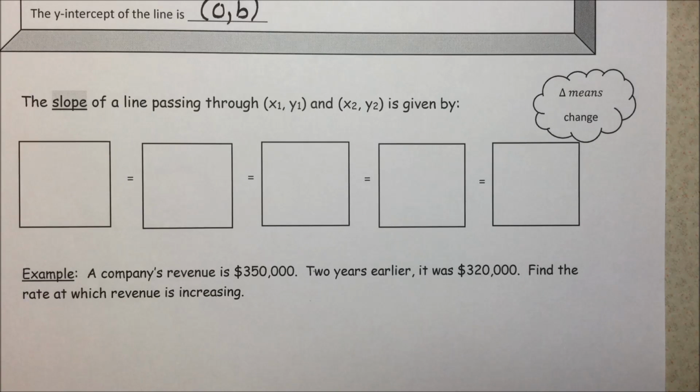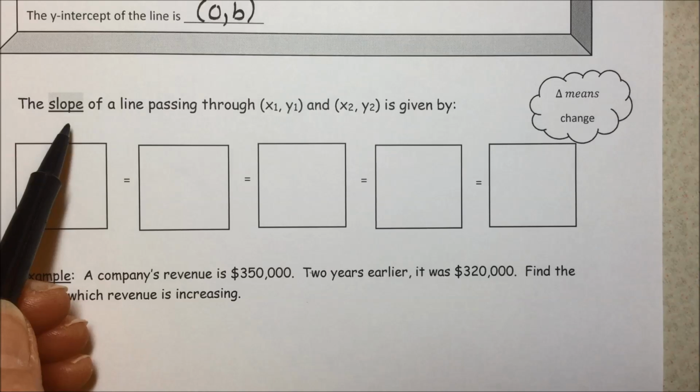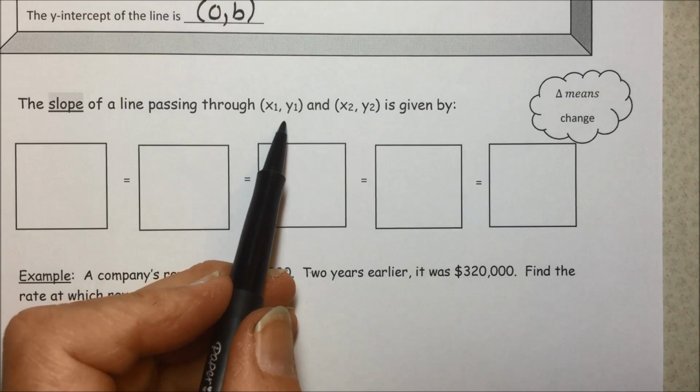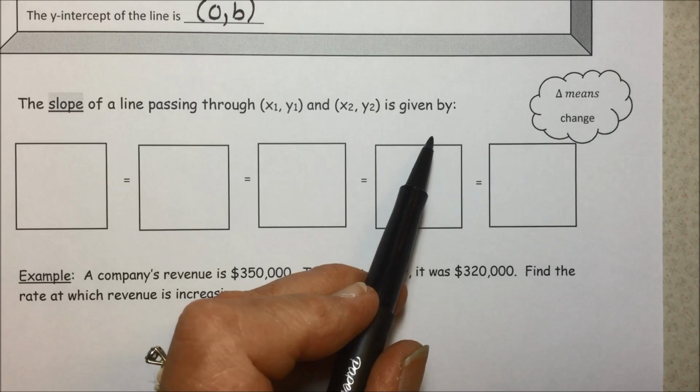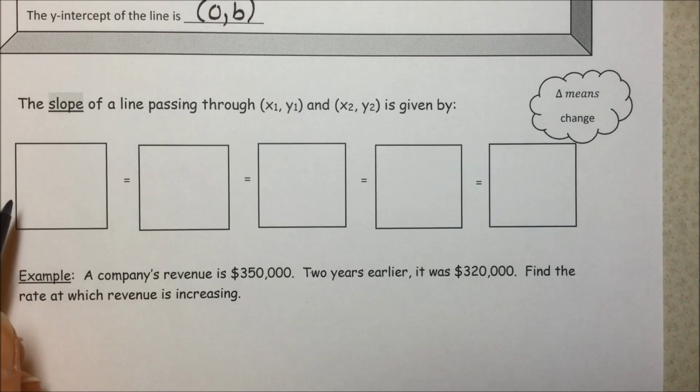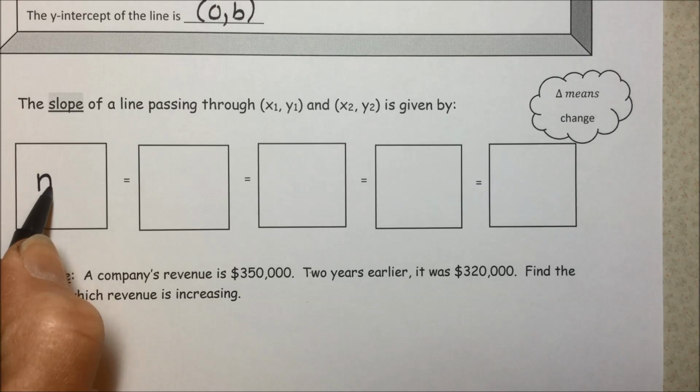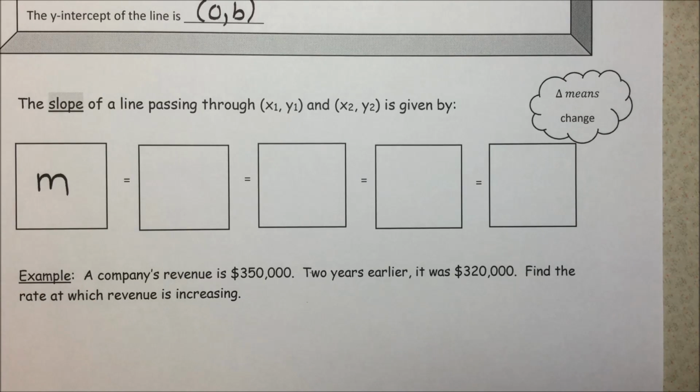Intermediate Algebra Section 2.3. When we have linear equations graphed in a straight line, we describe the slant or steepness of the line by the term slope, which is known as a ratio of the horizontal and vertical differences. So when we have a slope of a line passing through these two generic points, we can define it as the following. Typically, we let the letter M stand for slope.